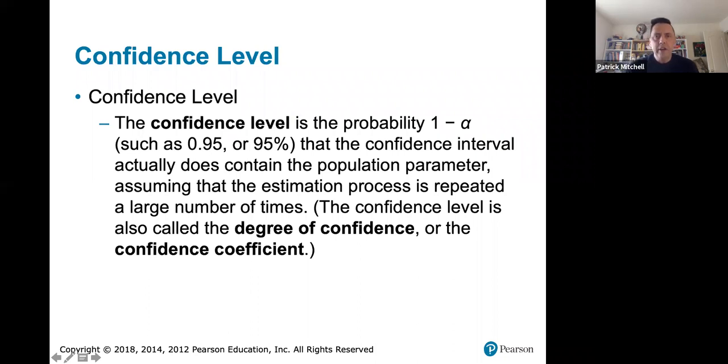Now, each confidence interval comes with what's called a confidence level. This is a probability, denoted 1 minus alpha. This is the Greek letter alpha. So 0.95 is a commonly used confidence level. It is the probability that the confidence interval actually does contain the population parameter, assuming that the estimation process is repeated a large number of times. That confidence level is also called the degree of confidence or the confidence coefficient.